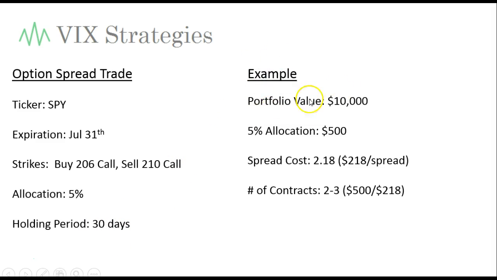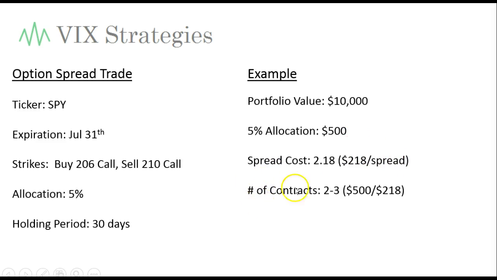Let's just assume, in this example, you have a $10,000 portfolio. We want to allocate 5% to this spread, so that's going to be $500. And the spread, we went ahead and looked. The spread cost $2.18. The thing to keep in mind is each contract is for 100 shares of stock, so you have to multiply this by 100. So really, the spread costs $218.